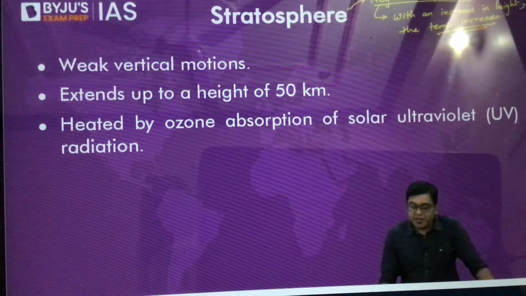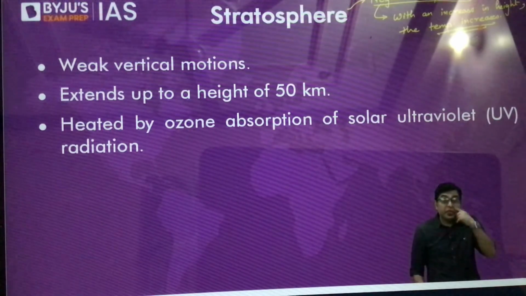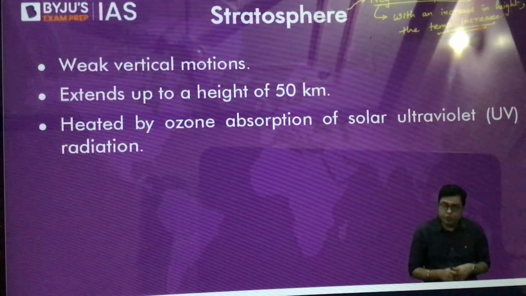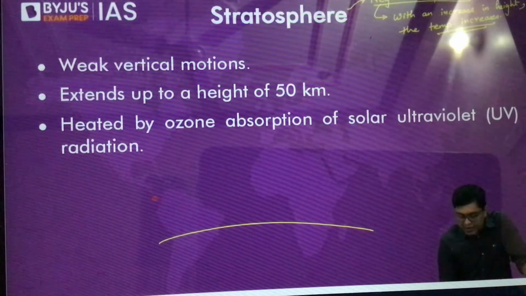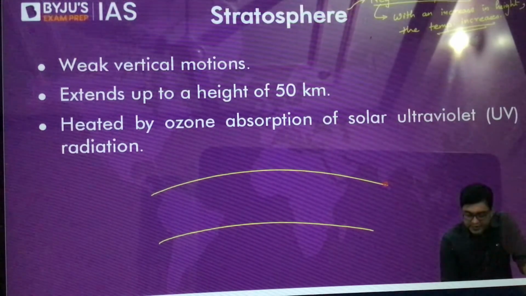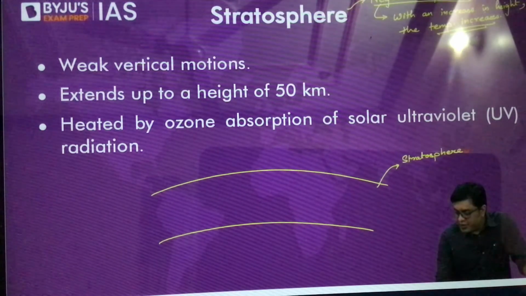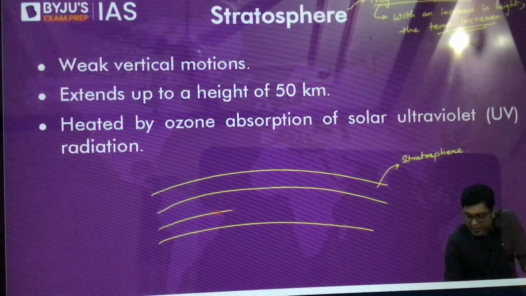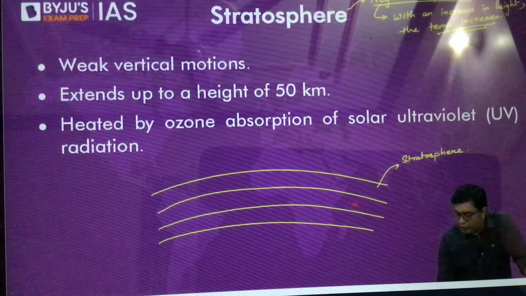Now, why is it that with the increase in height, the temperature increases? That is because in the region of stratosphere, you have a dense layer which is present, which we refer to as the ozonosphere. So, in the region of stratosphere, you have the ozone layer. Suppose this is the stratosphere. Now, within that stratosphere, you will always have the ozone layer in existence. Now this will be what we refer to as ozonosphere.